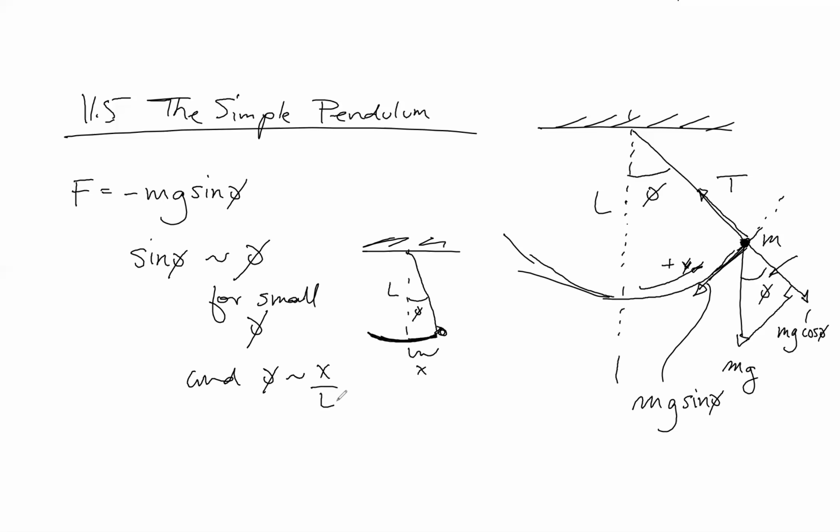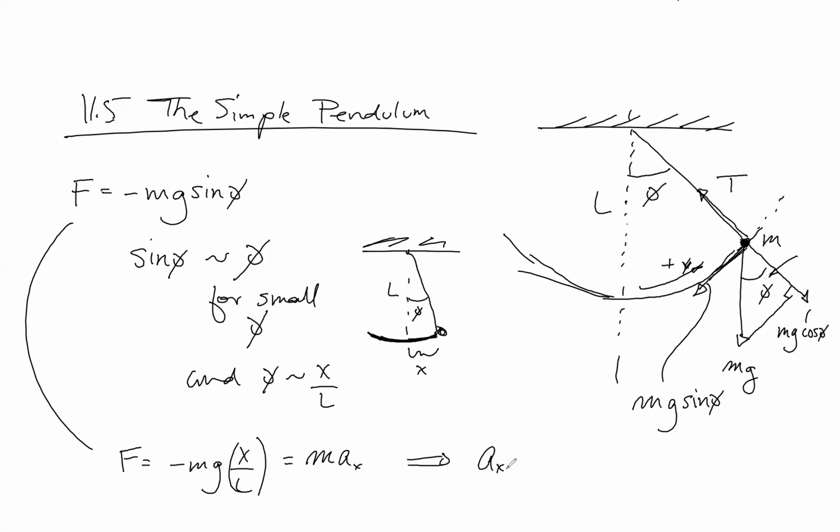Now, with these little factoids, for small perturbations, sine phi is about phi, and phi is about x over L. It allows me to write this restoring force as minus mg, instead of sine phi I write phi, and instead of phi I'm going to write x over L, like that. And remember, this is going to be equal to mass times acceleration in my x direction. So let's isolate the acceleration now and say, hey, the mass cancels out on each side, so the acceleration is equal to minus g x over L.